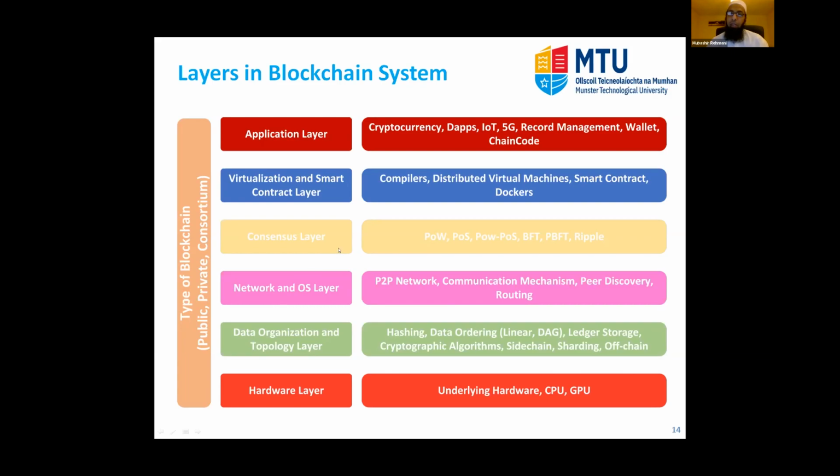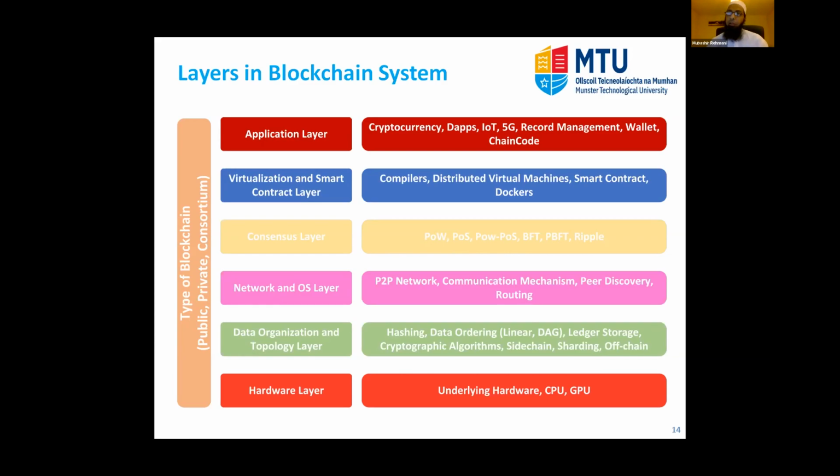On top of it, we have the consensus layer. So the consensus layer will be responsible for making consensus among the blockchain nodes. There can be several types of consensus algorithms available depending upon the type of blockchain that we are using. If we are using a public blockchain, then there is a specific type of consensus algorithm. If we are using any other type of blockchain, we will have its respective consensus algorithm. So in that case, we can have proof of work, proof of stake, Ripple, PBFT, and there are numerous consensus algorithms available in the literature. Then on top of it, we have the virtualization and smart contract layer. It consists of compilers, smart contracts, Dockers, and distributed virtual machines.